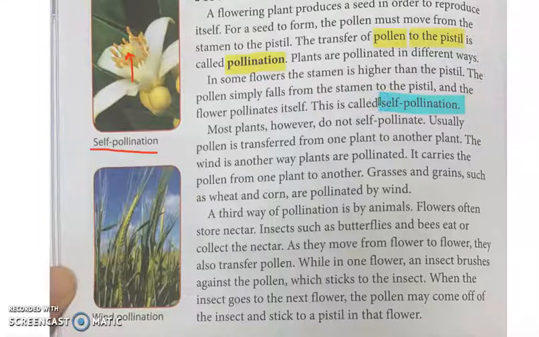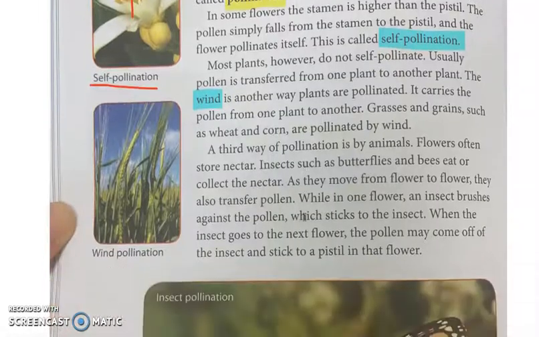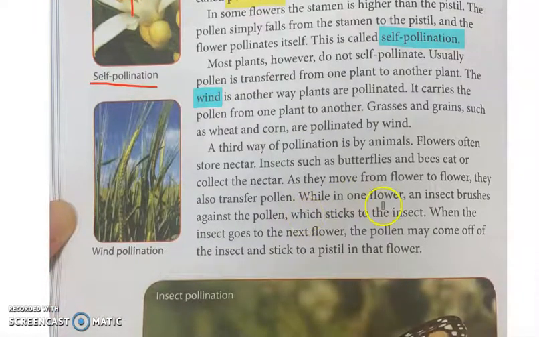However, most plants do not self-pollinate. Usually, pollen is transferred from one plant to another plant. The wind is another way plants are pollinated. So one way is self-pollination, second way is through the wind. It carries the pollen from one plant to another. Grasses and grains such as wheat and corn are pollinated by wind.